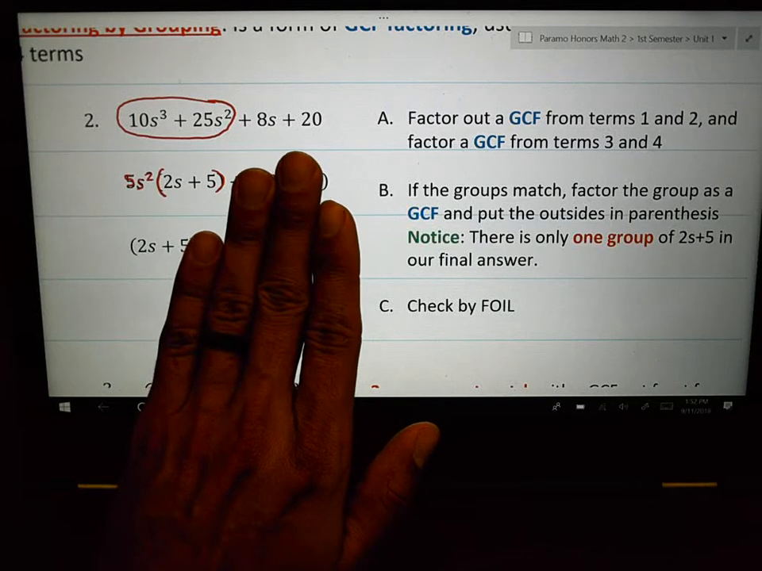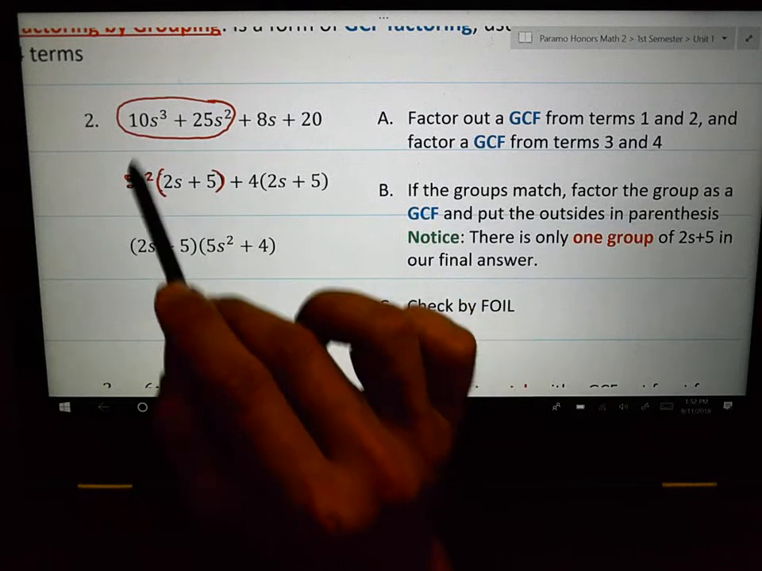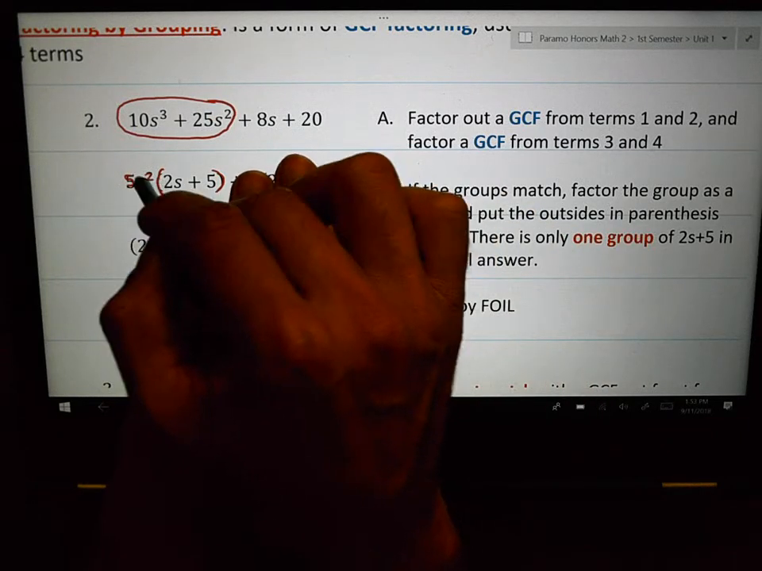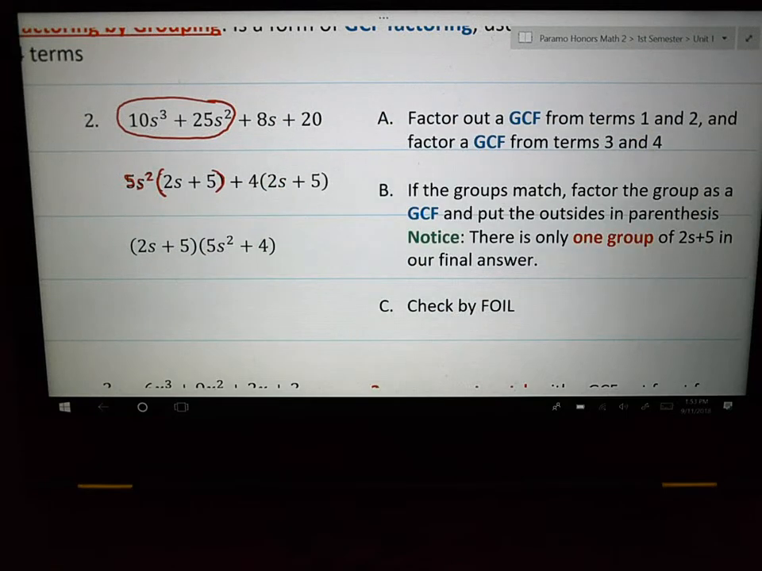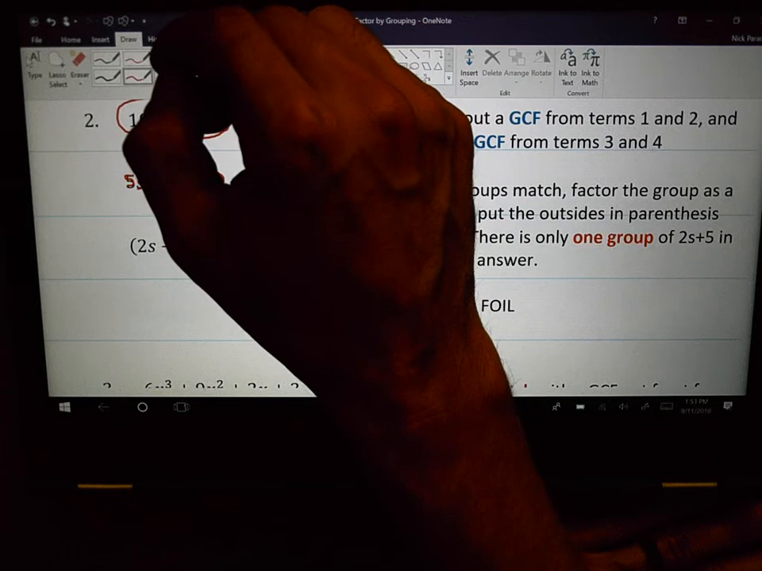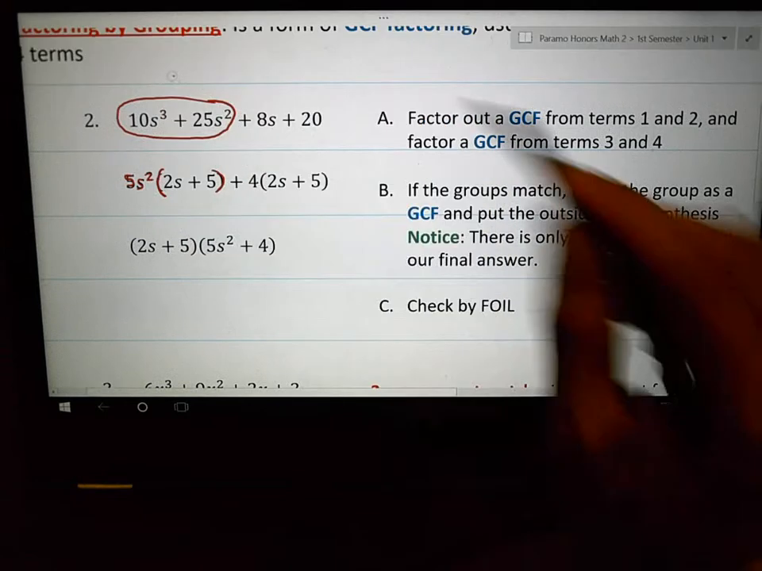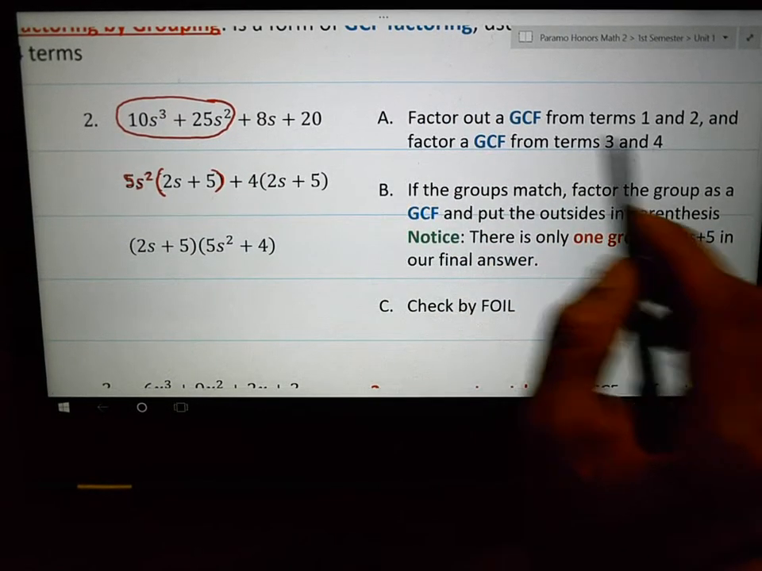Now what I want you to realize is that we're adding this 8s plus 20 to that red group. Even though this is multiplying right there, there's still addition in this problem. It is not all multiplication. And our goal will be to get it to be all multiplication. So what we're going to do is the second part, which is factor out a GCF from terms 3 and 4.